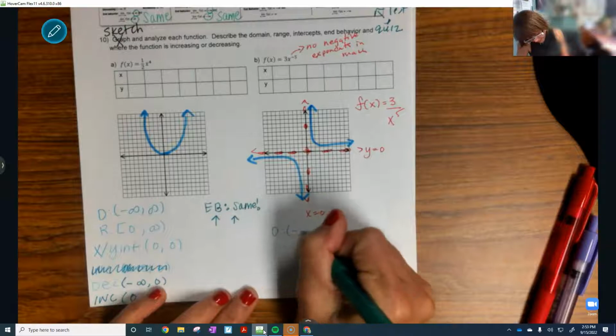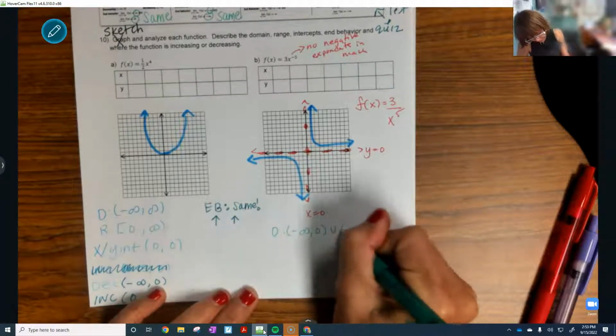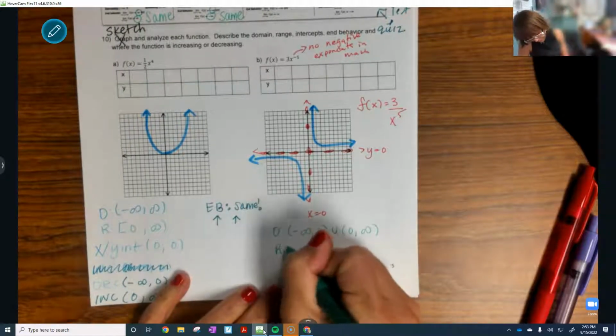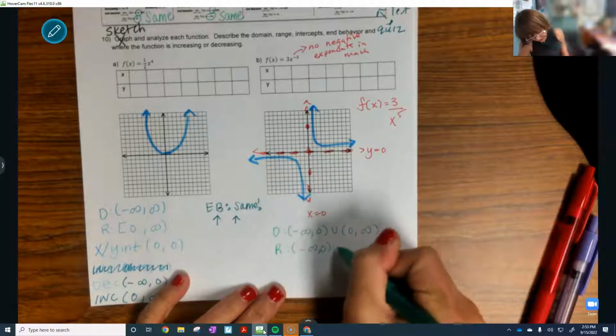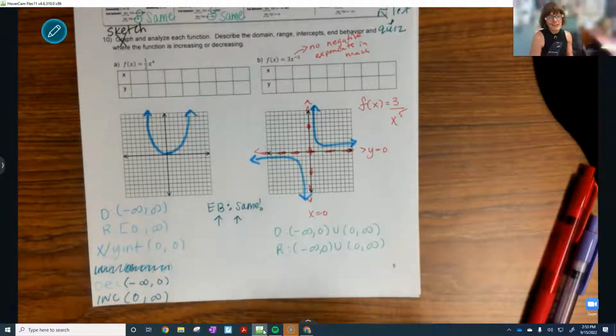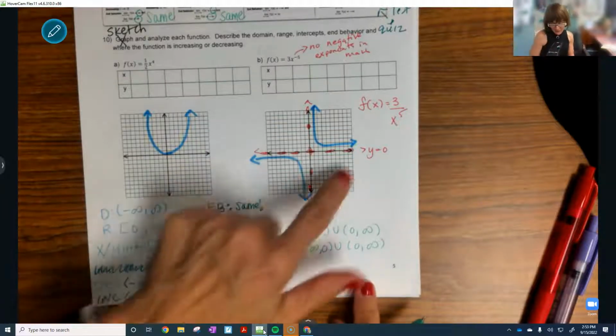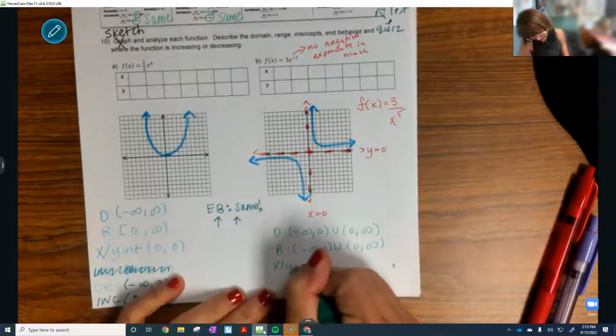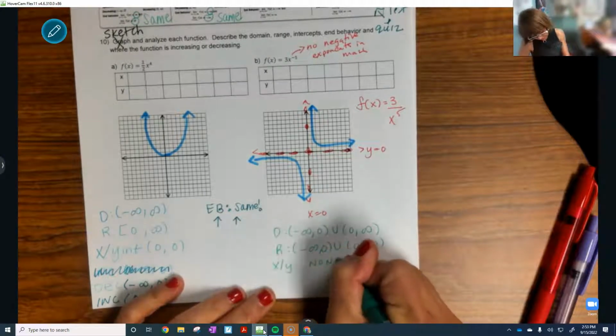Your domain is going to be negative infinity to 0. Then we're going to pick up from 0 to positive infinity. The range is going to behave the same way. Negative infinity to 0, and then 0 to positive infinity. Your x and y intercepts, you don't have any, guys, because the origin got blocked out because it was a reciprocal function. So the x and y intercept is none.